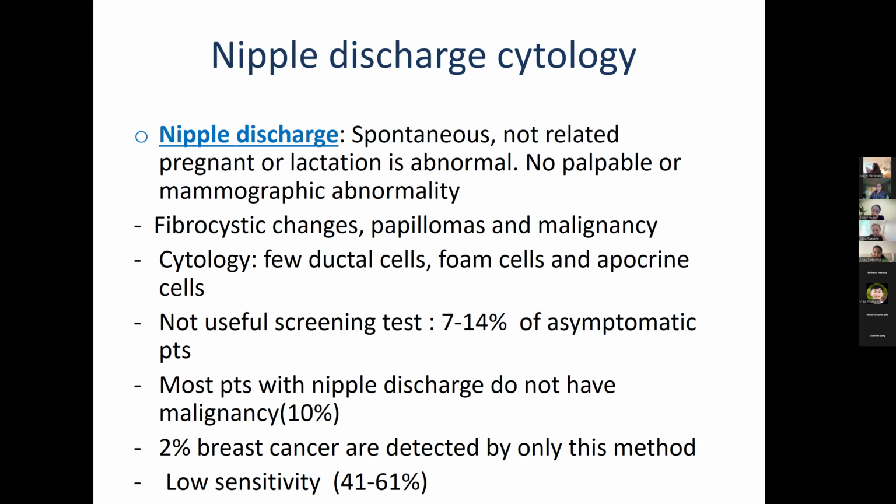We found that the nipple discharge specimen is really not a very useful screening test, because 7 to 14% of patients are usually asymptomatic. Most of these nipple discharge specimens are not malignant, and only 2% of breast cancers can be detected by this method, interestingly.